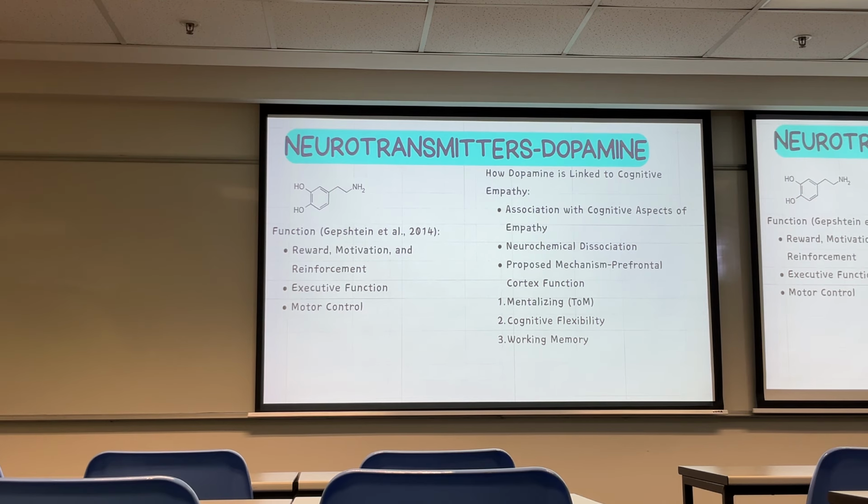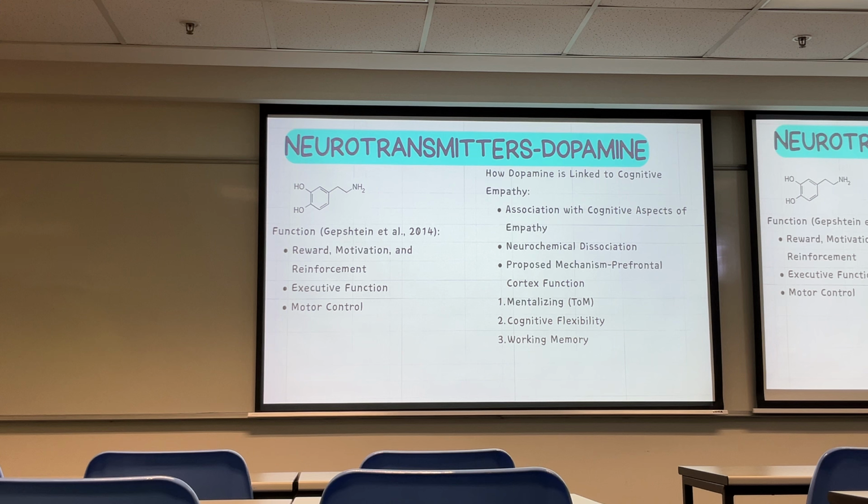The third step is release. When an electrical signal travels down the neuron, it triggers the vesicles to release dopamine into the synapse, the tiny gap between two neurons. The fourth step is receptor binding. The dopamine molecules cross the synapse and bind to specialized proteins called dopamine receptors on the receiving neuron.